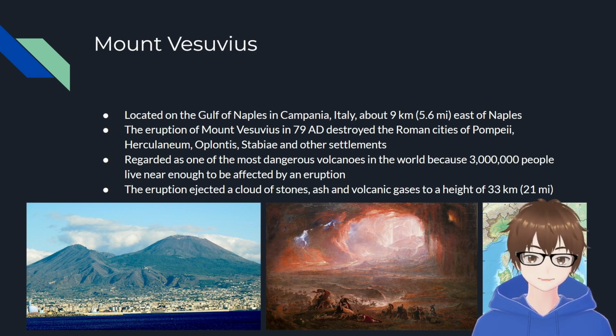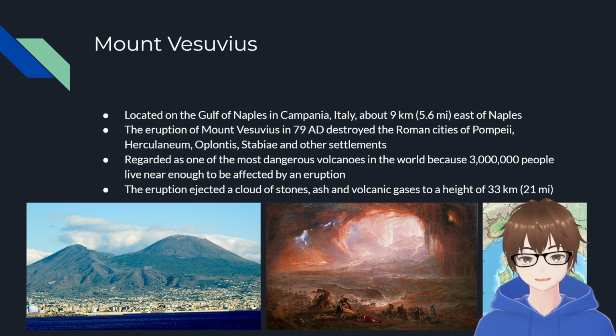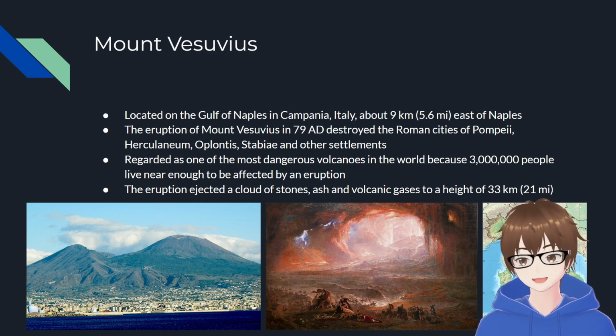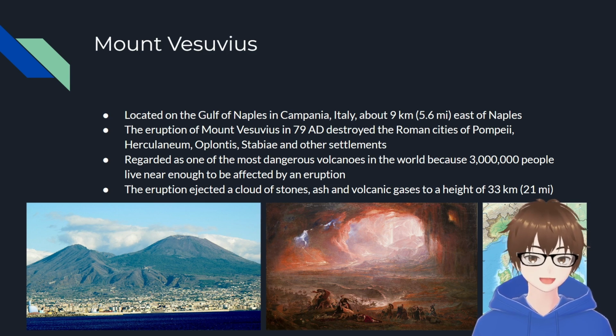So Mount Vesuvius is located in the Gulf of Naples in Campania, Italy, around 9 kilometers or 5.6 miles east of Naples. The eruption of Mount Vesuvius in 79 AD destroyed the Roman cities of Pompeii and a few other settlements that are a little bit hard for me to pronounce, but they're there. And it is regarded as one of the most dangerous volcanoes in the world because 3 million people live near enough to it to be affected by an eruption if it was to happen again.